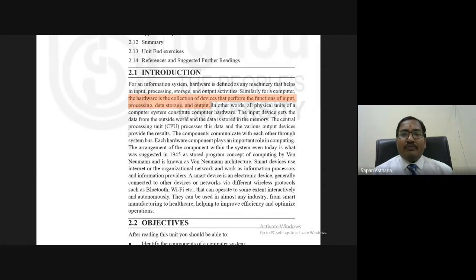So the hardware is basically the collection of the devices. Hardware ko jab hum kahenge to kahenge ya collection of devices hai jo humko input ko process karne mein madad karta hai.